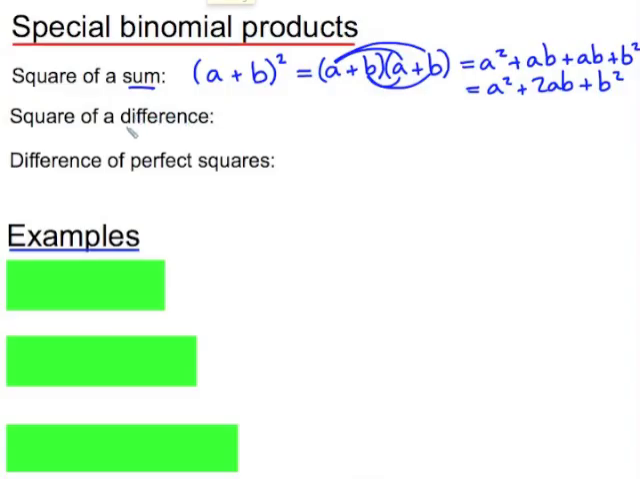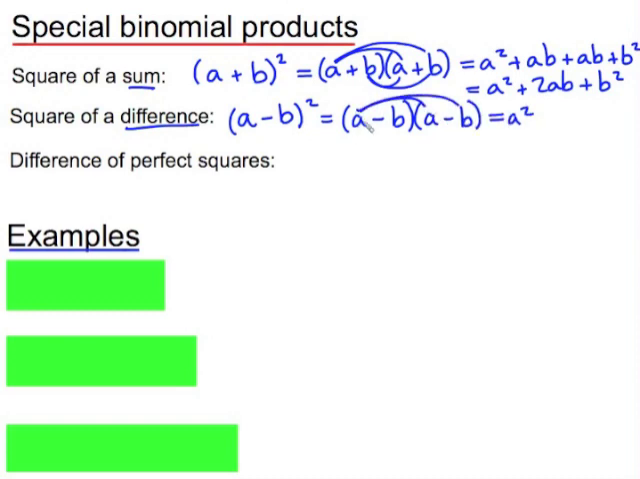The square of a difference means that we subtract one term from another and square the result. So if we write it out as brackets multiplied together, this is a squared, take ab, take another ab, and plus b squared. So a squared, take 2ab plus b squared.